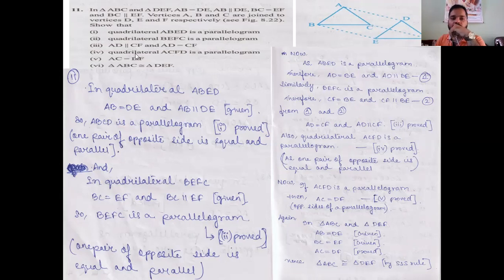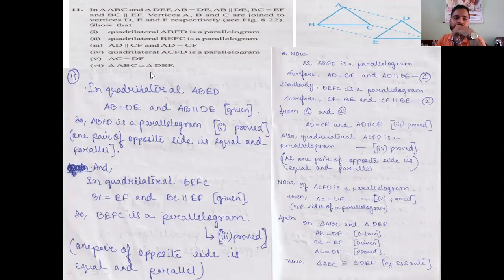Number 4, quadrilateral ACFD is a parallelogram. We will use the third one, which we already proved. One pair of opposite sides is equal and parallel. The same theorem we are using in this question, okay? So you see AD is parallel to CF and AD is equal to CF. So obviously this will be a parallelogram. So here also quadrilateral ACFD is a parallelogram. Why? As we already proved here.